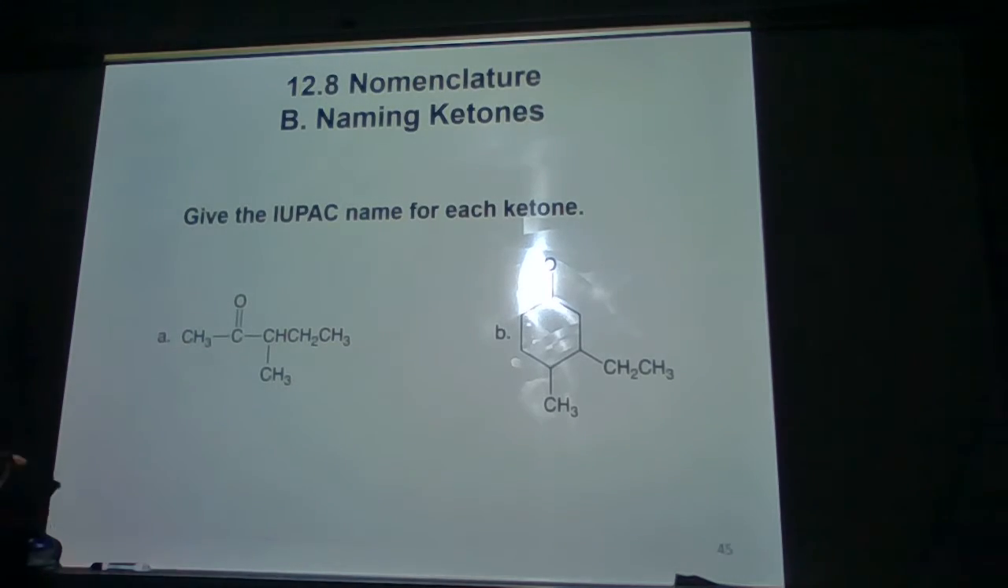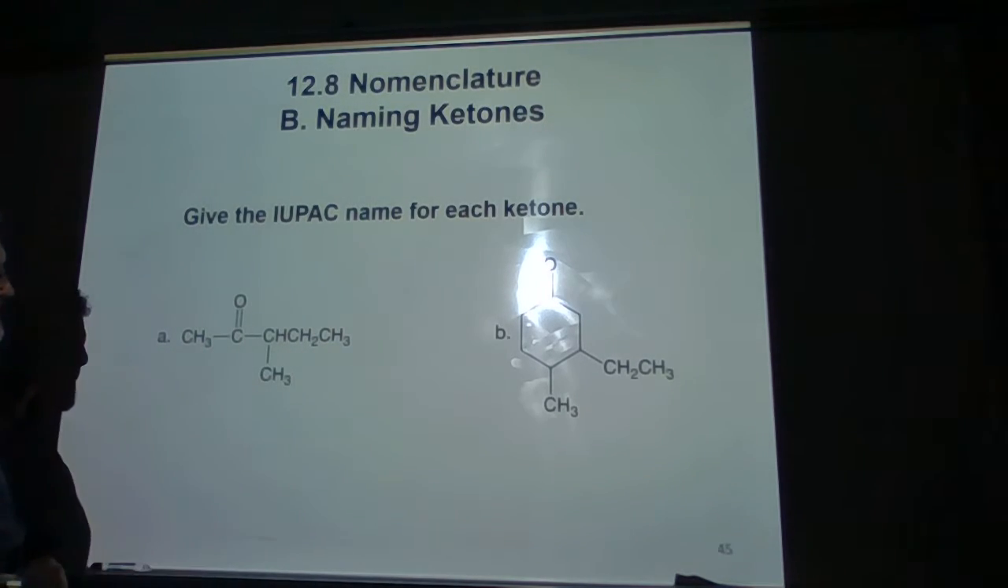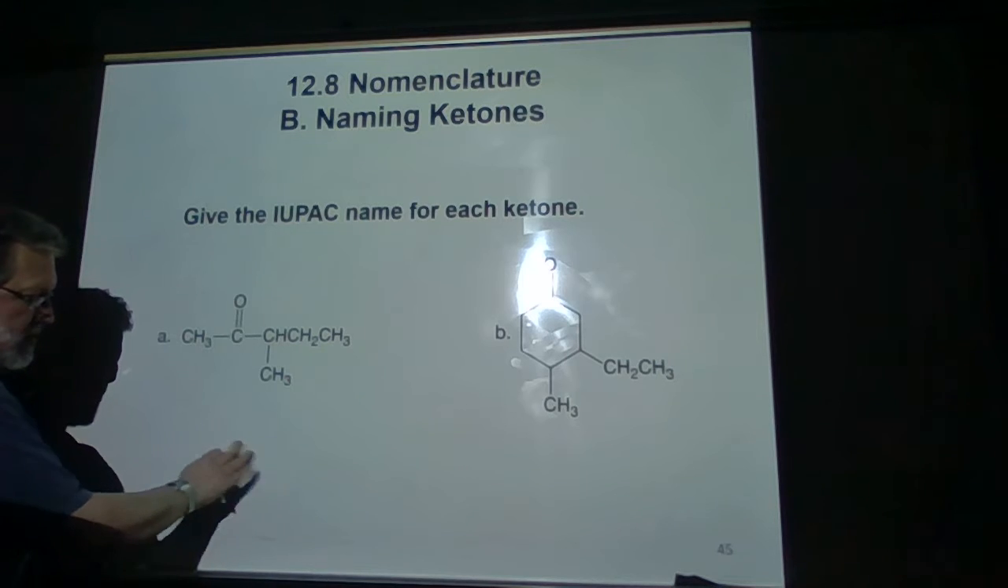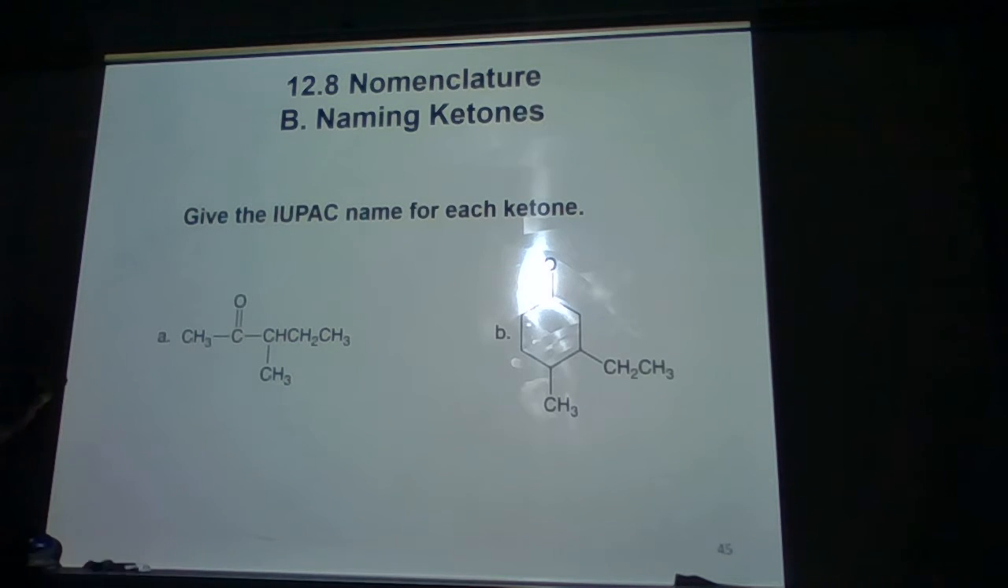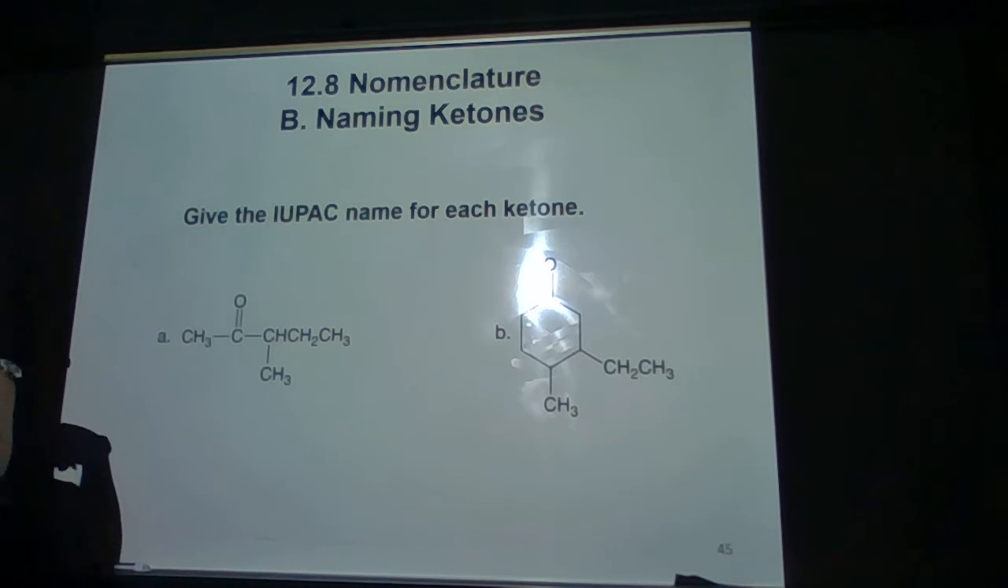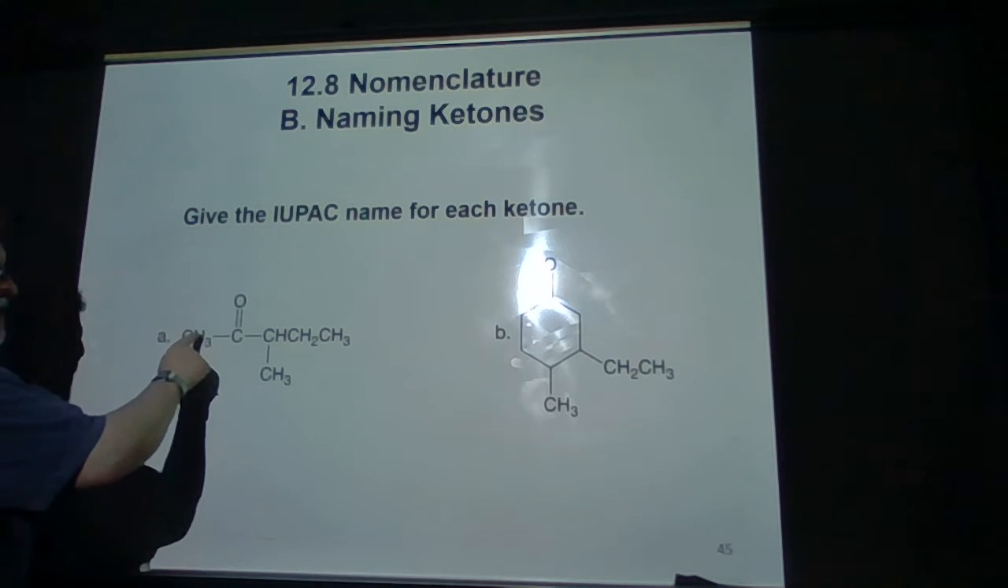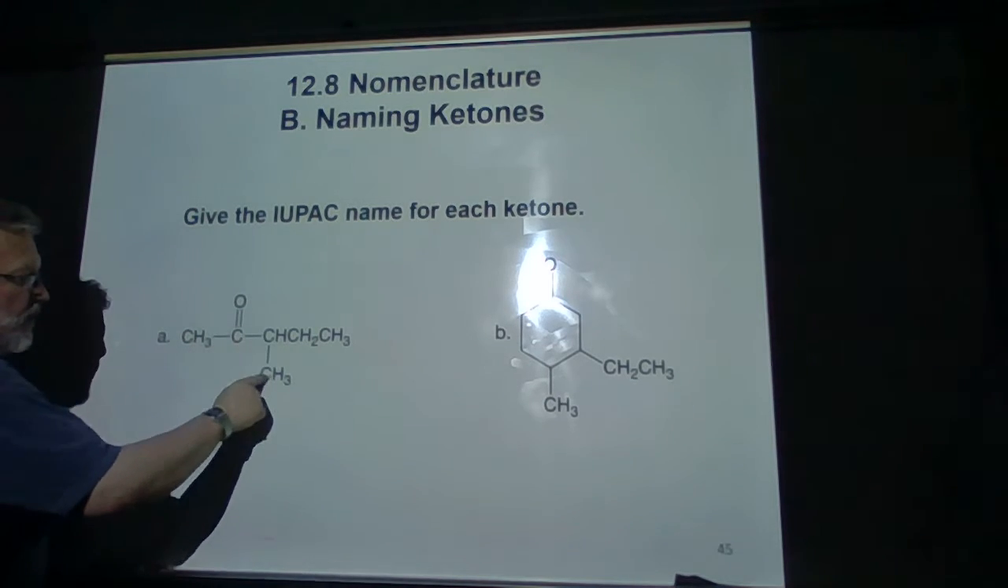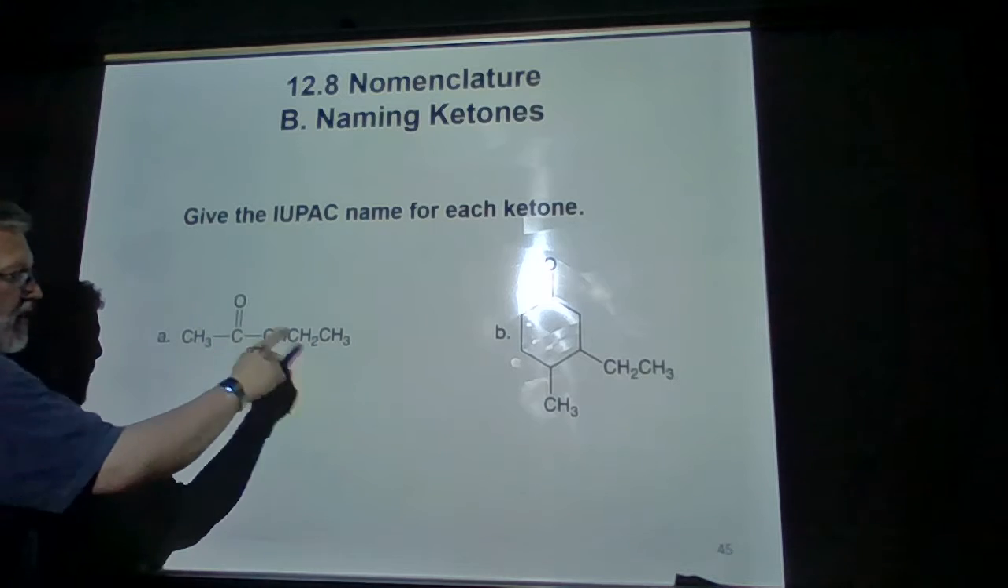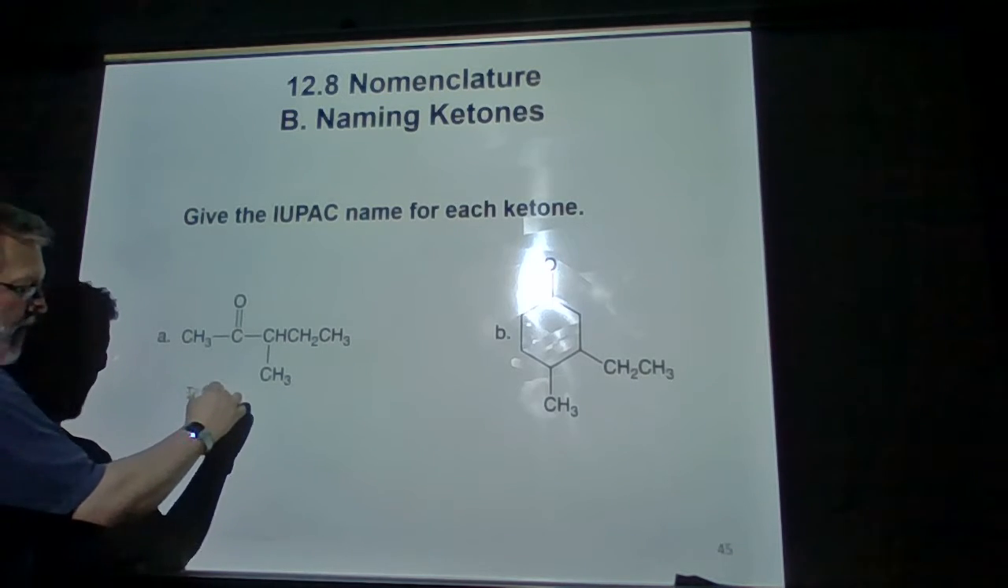Name for each ketone: the longest continuous unbroken carbon chain that contains our C double bond O. So this is 1, 2, 3, 4, 1, 2, 3, 4, 5. The longest chain here is a pent.